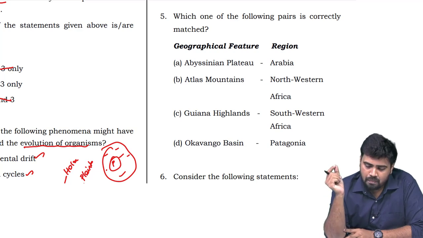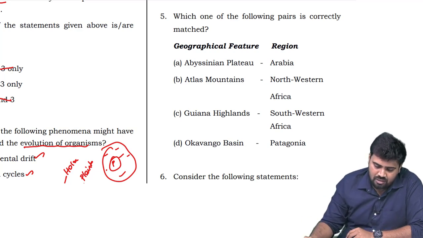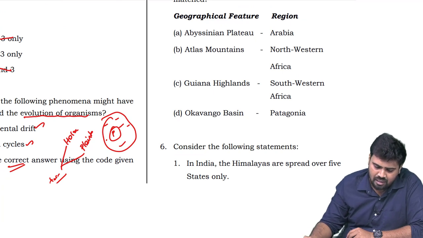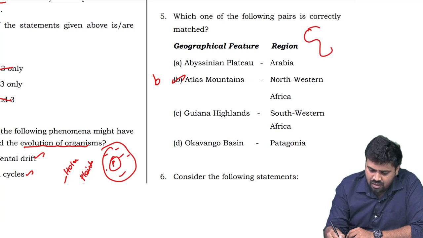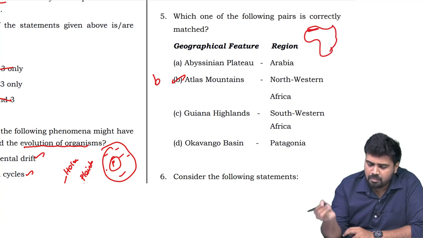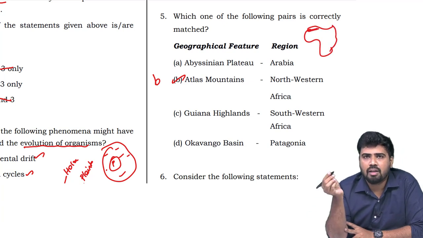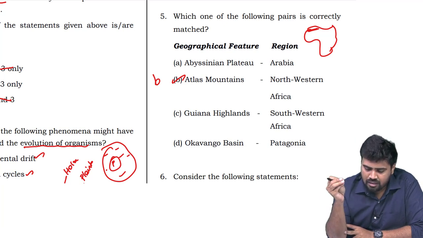So, which of the following pairs is correctly matched? Okay, so it is very easy actually if you know the answer. Atlas Mountain is the correct answer. See, consider Africa. In the northwestern part of Africa, we have Atlas Mountain, Morocco, Tunisia, these countries. So Atlas Mountain, northwestern Africa, it is true.